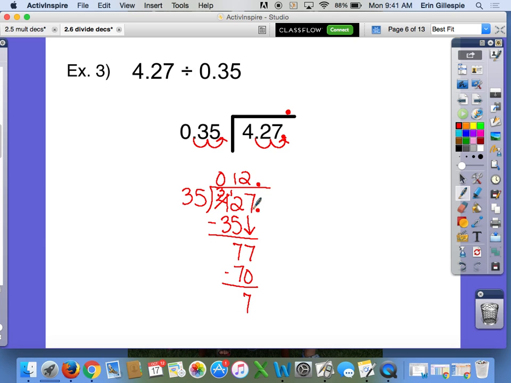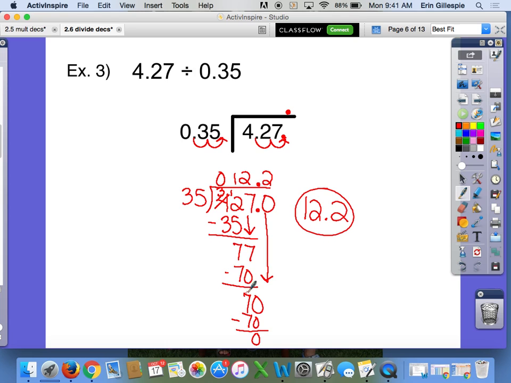Well, 427 is the same as 427.0, and 0 and 0. I could add as many zeros as I need so that I can keep bringing them down until I get a number that when I subtract, I get 0. So here, 35 goes into 70 twice. 2 times 35 is 70, and I get 0. So now I got 0 as my answer down here, so I don't need to add any more zeros up here, but I could have if I needed to. So that's my answer, 12.2, not that 0.7 that we had remaining before.